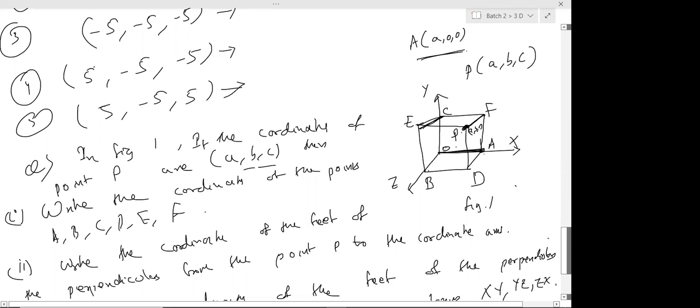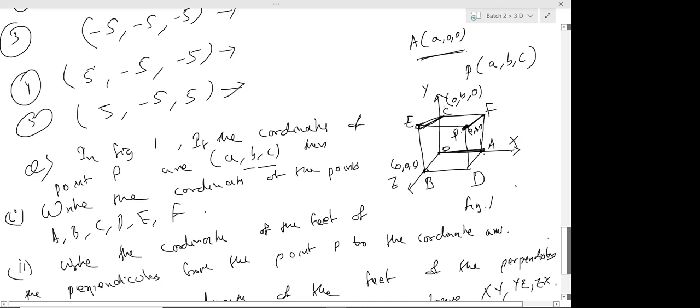All right. And so the coordinates of B will be, see, B is on the z axis. That means the x coordinate and y coordinate will be 0. And how much in z do you have to move? C units. So this will be 0 comma 0 comma C. And for point C, you have to move in the y axis, not x, not z. Then x is 0. And how much in y? B. And z is also 0. So 0 comma B comma 0.